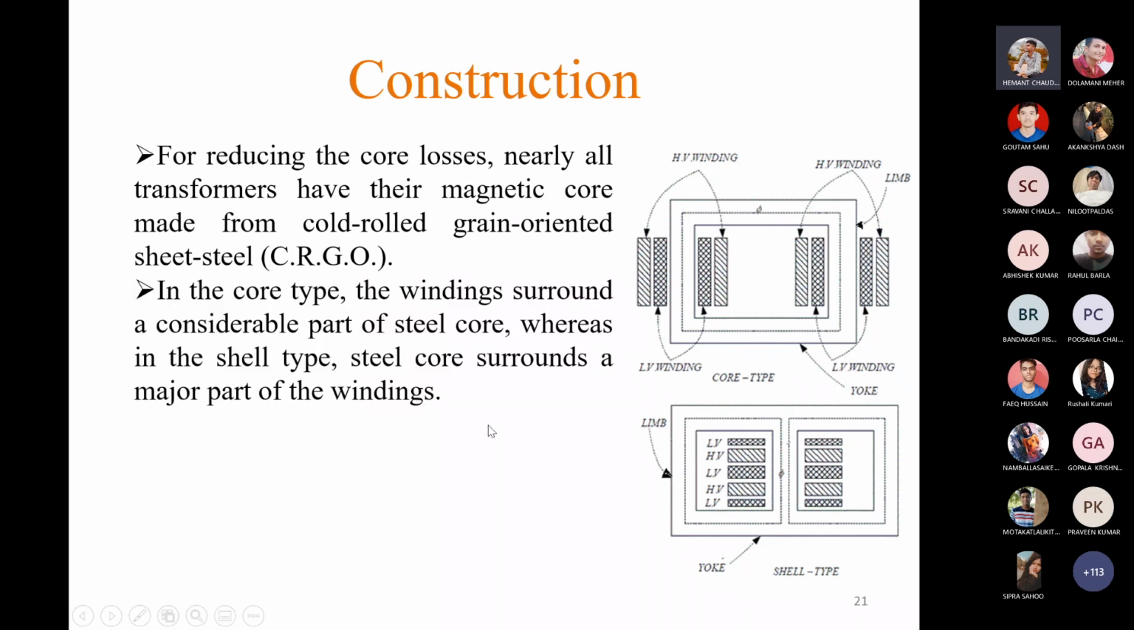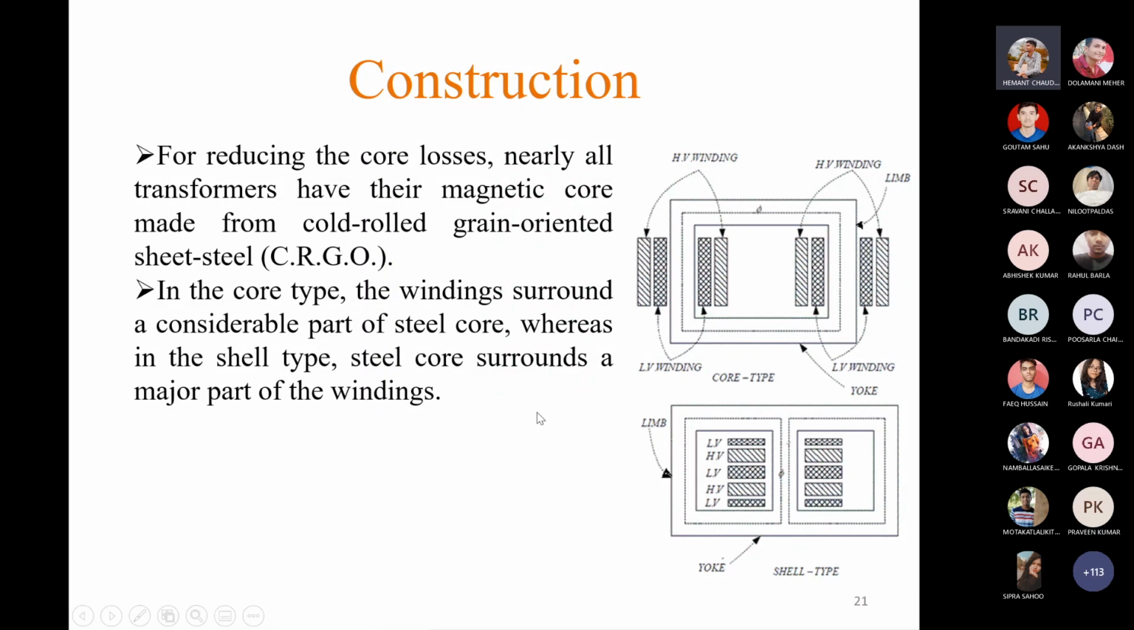In case of shell type construction, you can see most of the windings are covered by the core, but in case of core type, you can see most of the core is covered by the windings. That is the basic difference.